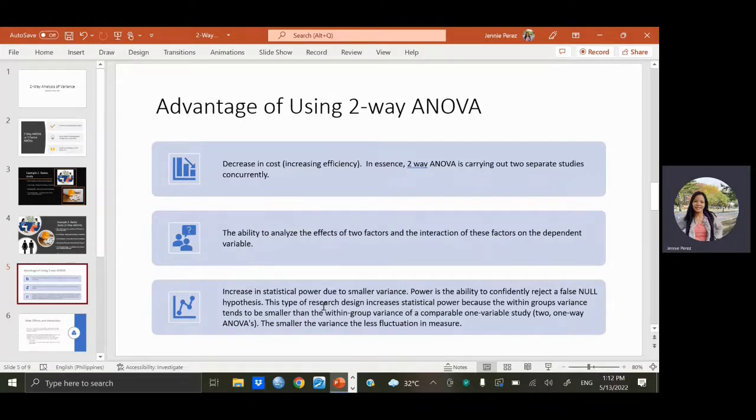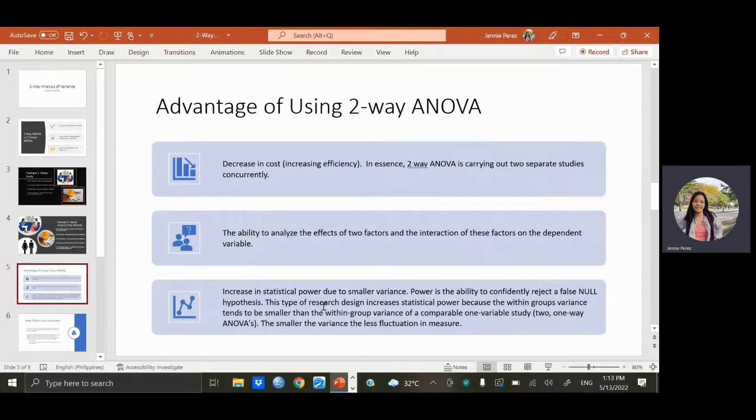Now, with the use of factorial design studies, using two-way ANOVA as your statistical analysis treatment, you can carry out a single study investigating the effects of 2 independent variables on one dependent variable. So that would be 2 studies in one. You are shooting 2 birds with 1 stone.